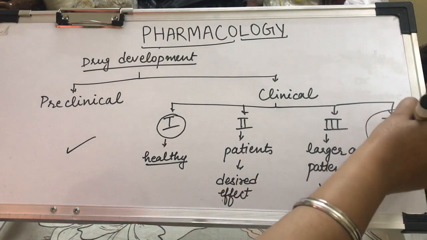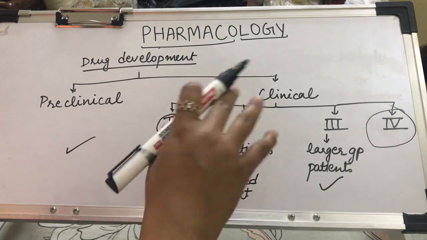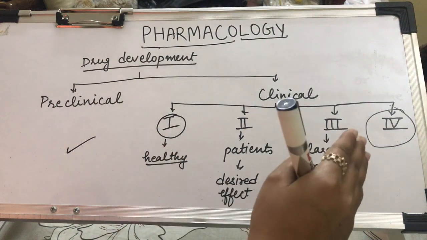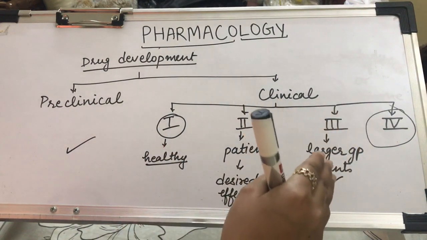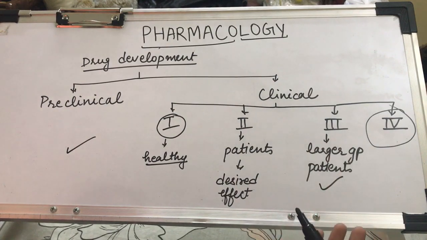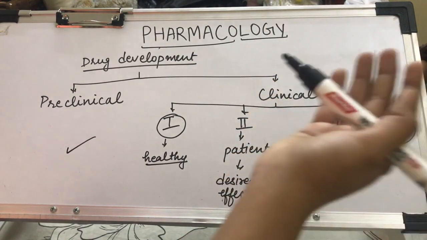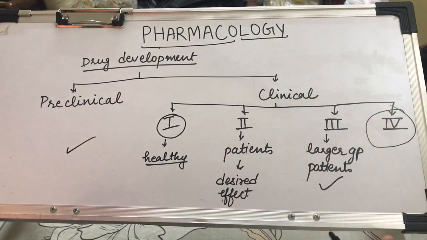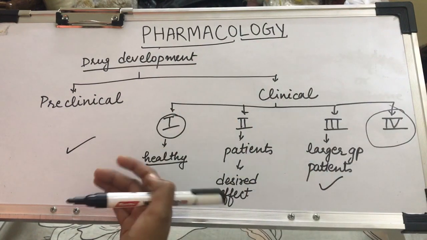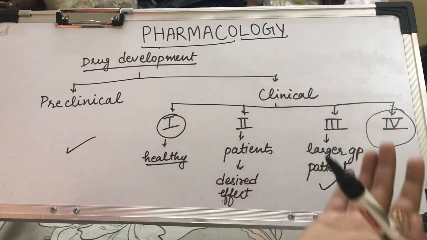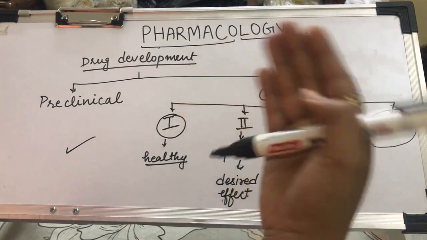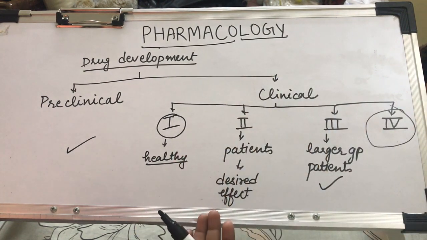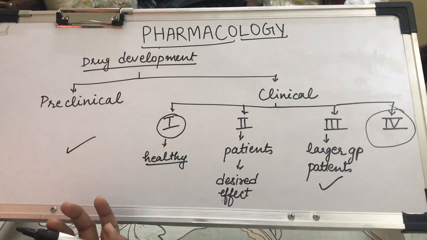And the fourth phase is after marketing of the drug. When your drug is in the market, being prescribed, and there is widespread use of that drug in the population, then regulatory surveillance is done. During that phase also it is checked whether it is causing any kind of adverse effects which were not observed during preclinical and clinical trials, and if those adverse effects are more as compared to the therapeutic effects, then that drug is withdrawn from the market.